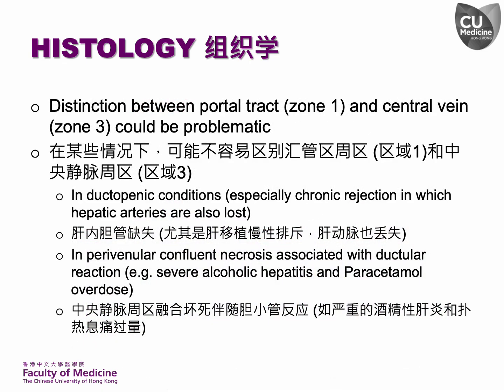Distinguishing between the portal tract and central vein is not always straightforward and can pose challenges in cases of ductopenia, particularly in chronic rejection where hepatic arteries are also lost. It is also difficult in severe alcoholic hepatitis and paracetamol overdose with perivenular confluent necrosis accompanied by a ductular reaction. The typical zonal architecture of the liver can be disrupted in these conditions.